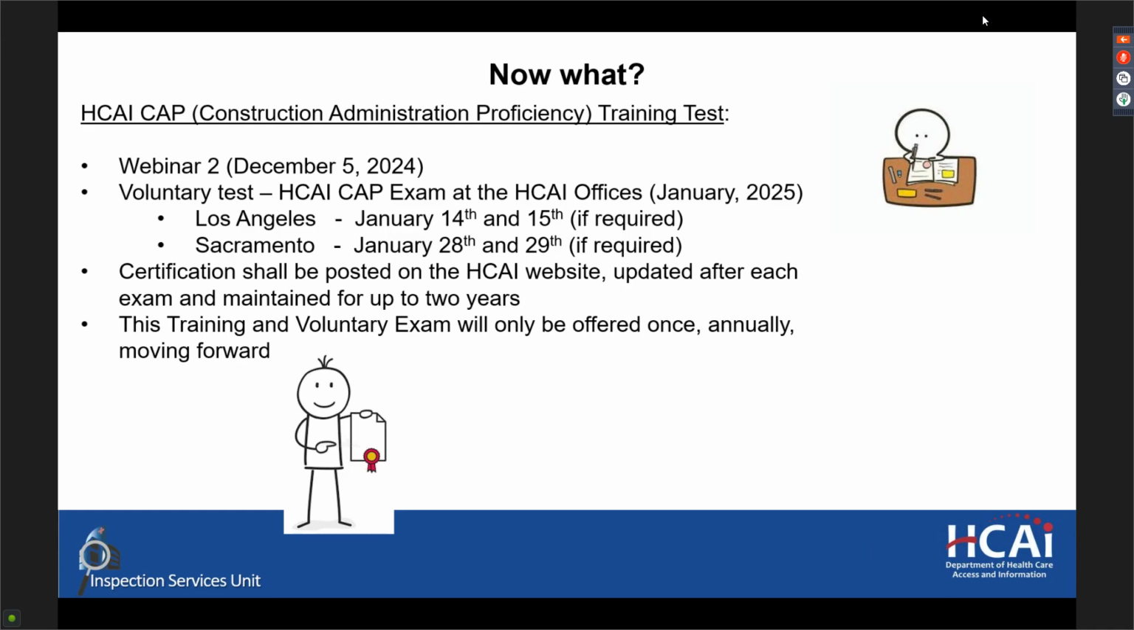As stated earlier, this training and voluntary exam will only be offered once annually moving forward. So this webinar, December's webinar, and then the January exam, that will be the only chance for you guys to take the exam next year. To take it again, you'll have to wait until November and December of 2025 to sit for the exam in 2026. So thank you again for your participation, and we look forward to teaching you more on December 5th.